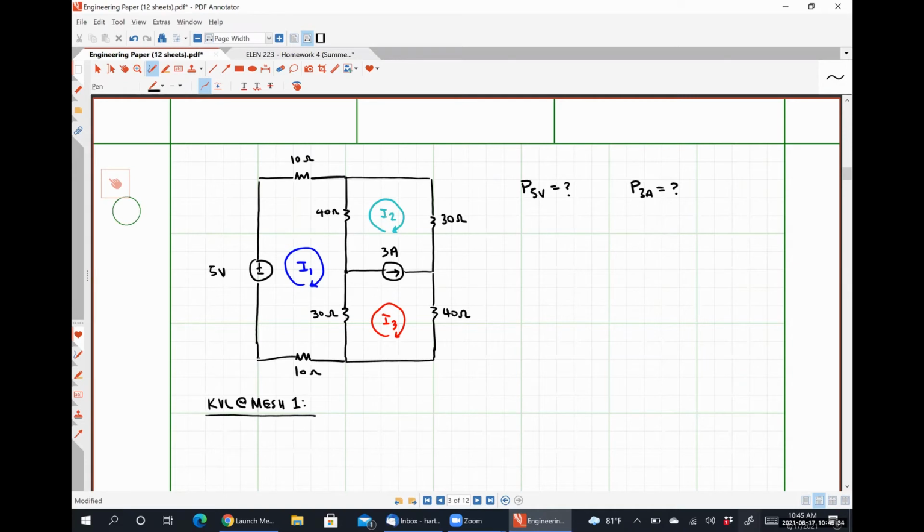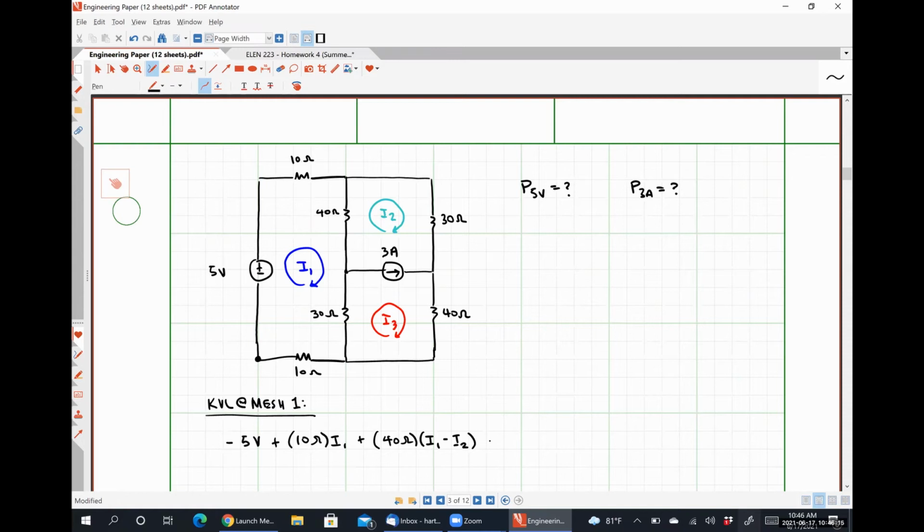I'm going to start here and follow mesh current I1 around its clockwise loop. Somebody on Zoom, tell me, what do I see first as I follow that current around its clockwise path? Negative 5 volts. Thank you, sir. What do I see next? 10 ohms times I1. All right. What's next? 40 ohms times I1 minus I2. Absolutely correct.